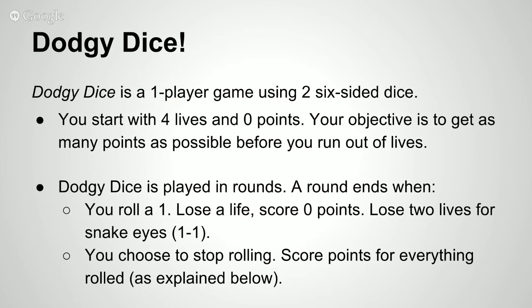Great. So Dodgy Dice is the game that is playable at the command line if you have the GitHub repository installed. It's a 1-player game with 2 6-sided dice. You have 4 lives, and you start with a score of 0. Kind of makes sense to start with 0. And you play it in rounds. It's a press your luck dynamic where you roll the dice, and if you get a 1, then you lose a life and you don't score any points. If you roll snake eyes, that's 2 lives. And you can choose to stop rolling, and then you score the points for everything that you've rolled.